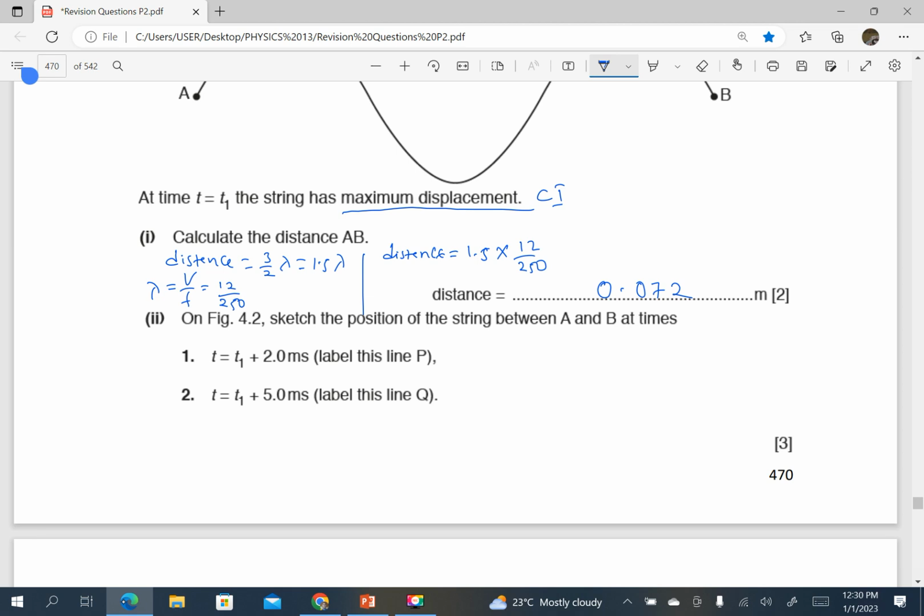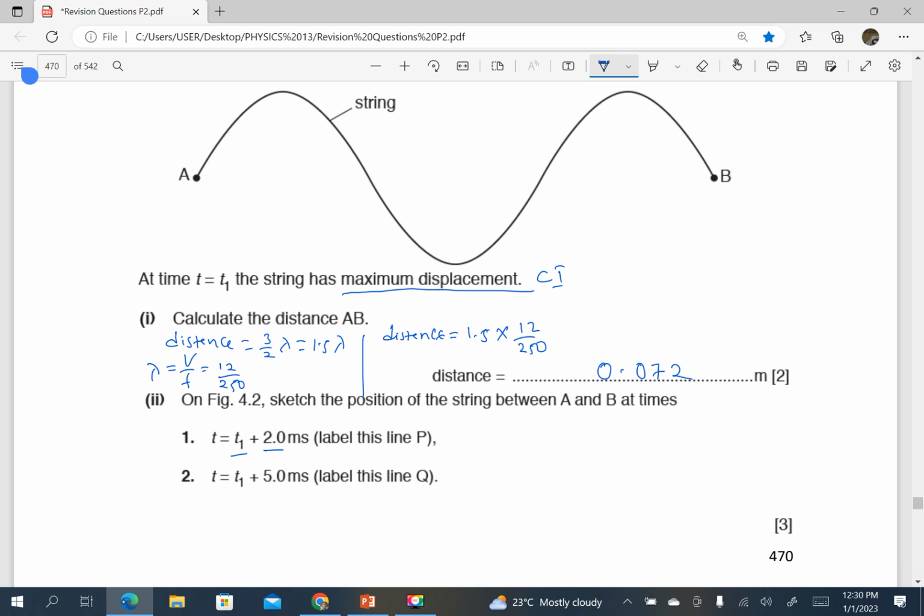On the figure 4.2, sketch the position of the string between A and B at time t1 plus 2 milliseconds. What is 2 milliseconds, first of all? Remember, t1 is like our starting point when we had maximum displacement. But then how about 2 milliseconds? First of all, the frequency was 250. What is the period? The period is 1 over 250, which is 0.004 seconds, which is 4 milliseconds. And then we are looking at the starting time plus half a cycle. 2 milliseconds is half a period. So in other words, the starting point plus half a period.